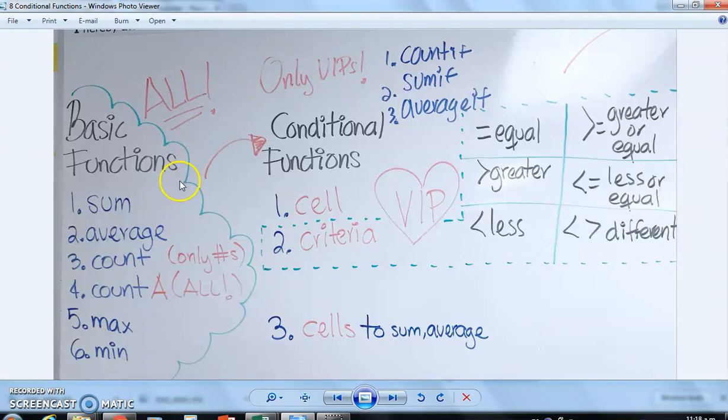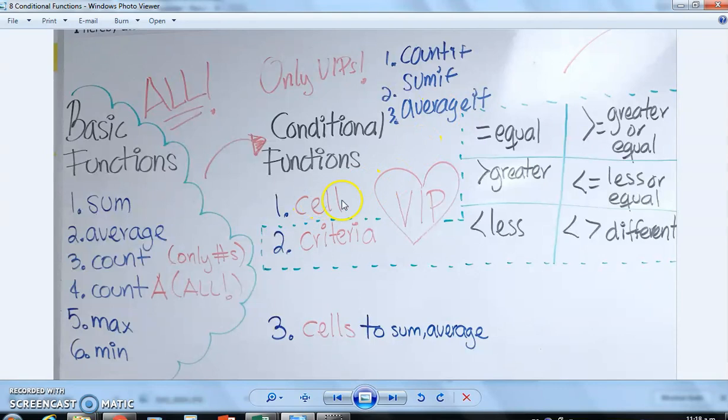But what happens when we need to get just the total of the sales for the Valle store or the average only for the girls in a class? Then is when we use conditional functions, when we have to get only the sum, the average, or count only some of the cells according to a criteria.